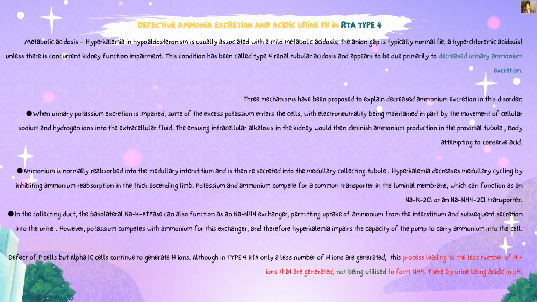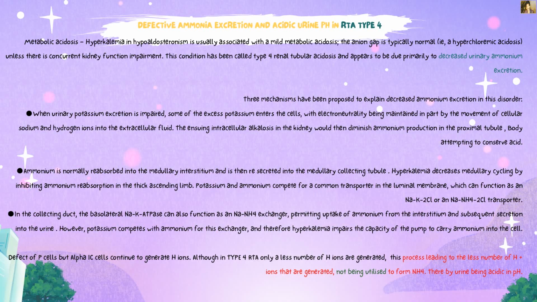However, it's very common to find that you have a urine pH less than 5.5, on the acidic side, in RTA type 4. How does this happen? Okay, for that we need to understand that apart from hypoaldosteronism related hyperkalemia and metabolic acidosis, there is a primary defect of decreased urinary ammonium excretion. This is the major reason that you have a urinary pH on the lower side in RTA type 4.